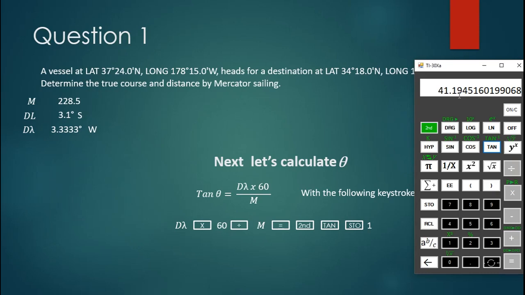So to keep from doing that, we're going to use the memory in the calculator. When we get to this point, we're going to hit store 1, and we'll store that in our memory, and we can clear it. And then we'll just put that 41.2 on our scratch paper for theta.